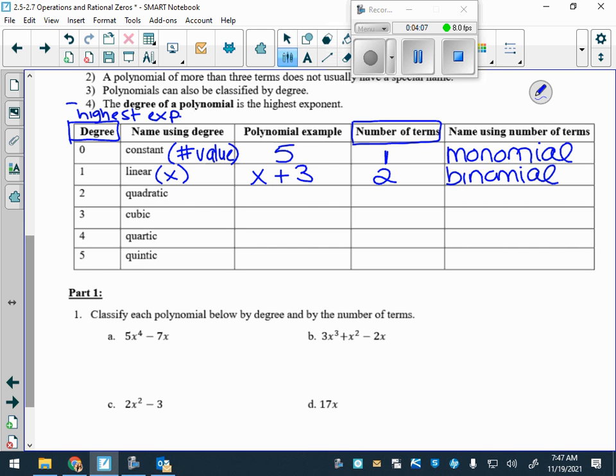Quadratic can be a number of things, right? So quadratic has a degree of 2. An example, x squared plus 3x plus 4, or 5x squared plus 2. Anytime you have a degree of 2, that is a quadratic. For this example, how many terms do we have? 3. So what do you think that would be called? Good. Trinomial.